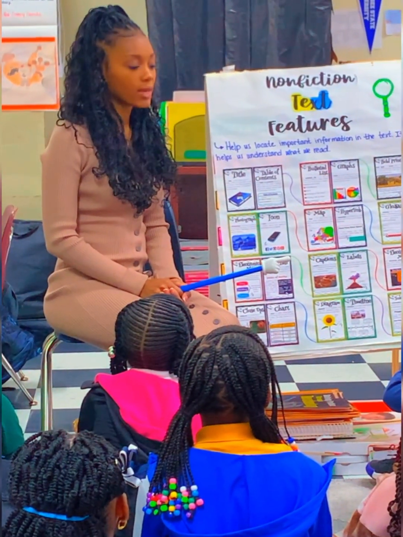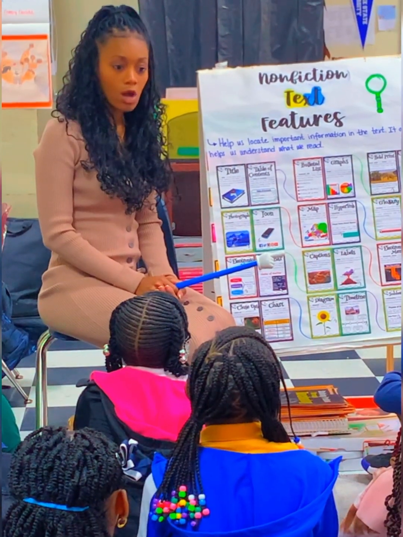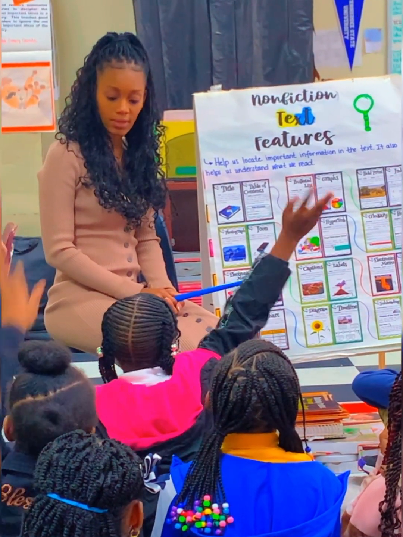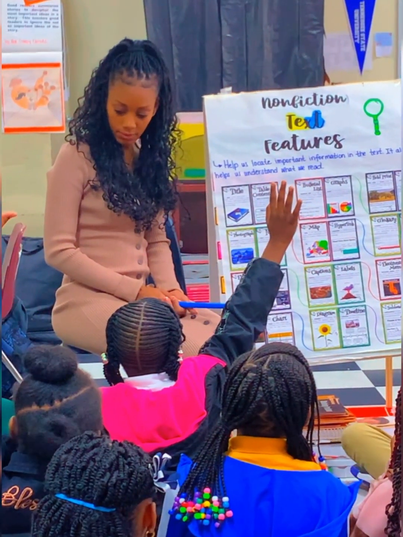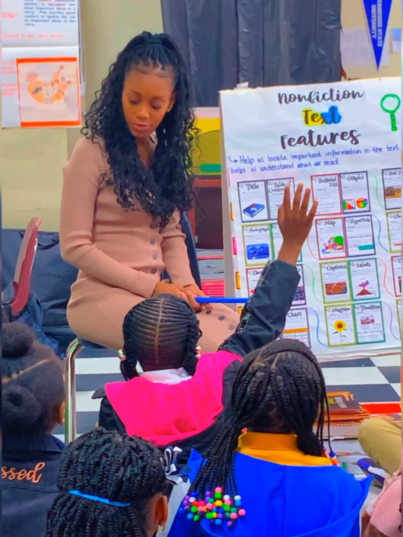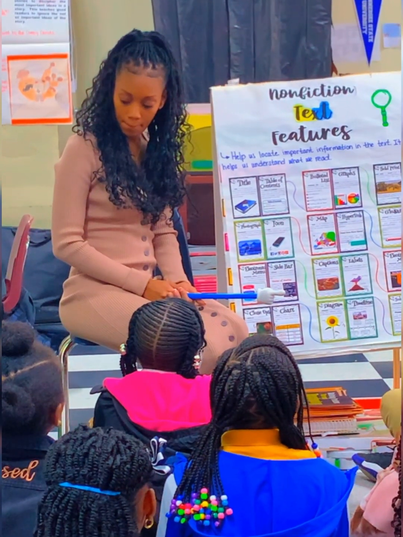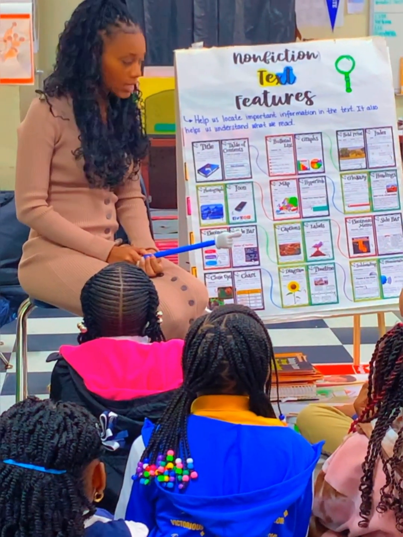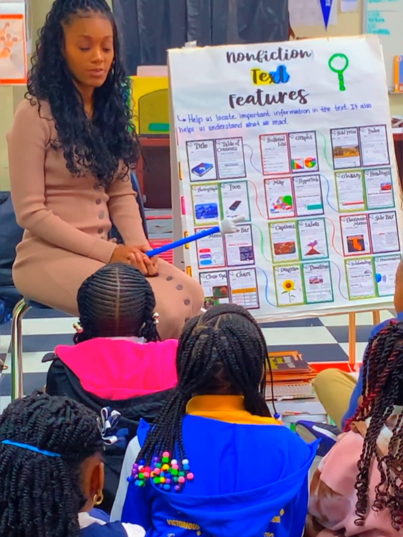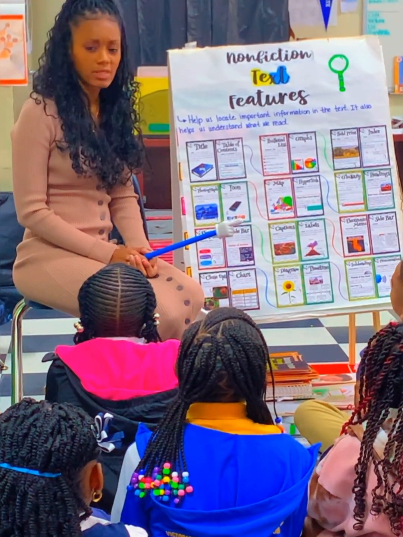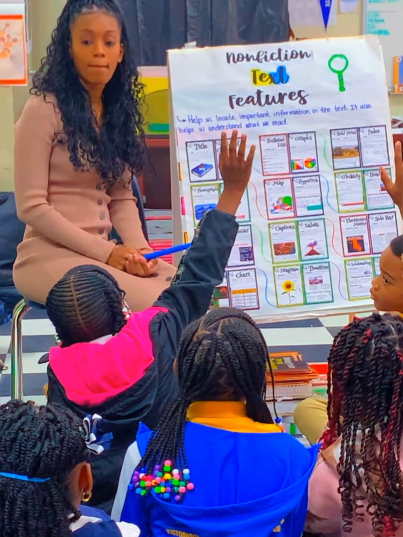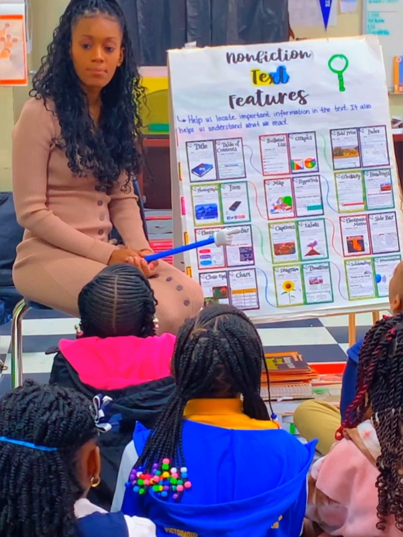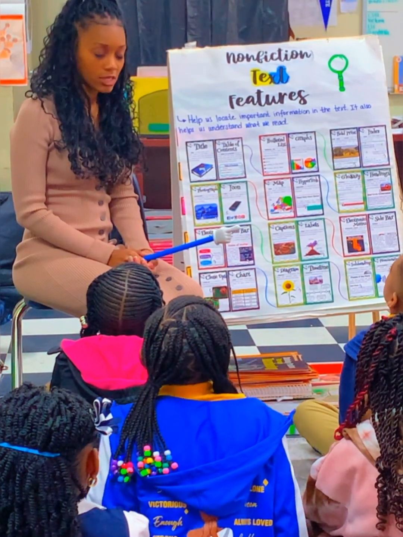So before we begin, which text features are you familiar with? Raise your hand. Which one are you familiar with? Yes. Glossary. And what does the glossary help you with in a book? It helps find definitions in the book. Very good. The glossary helps you find definitions in the book. What other text feature are you familiar with? Yes. The title. Why is the title important? Because it tells you what you're reading about. It tells what we're reading about.